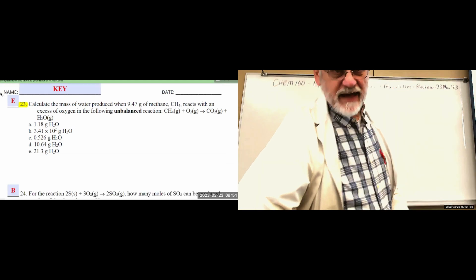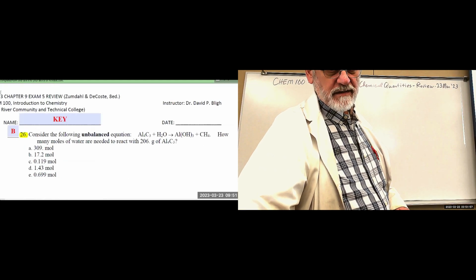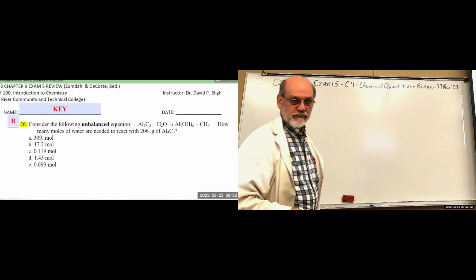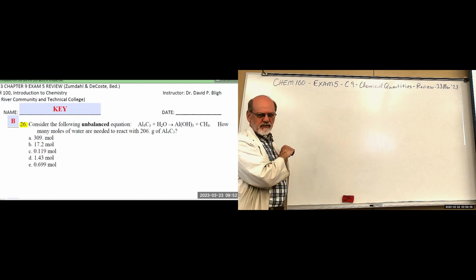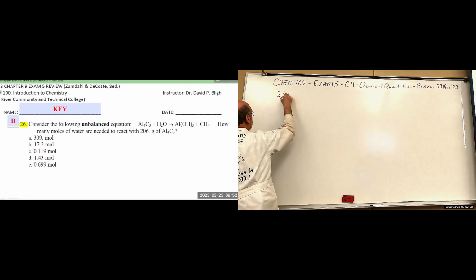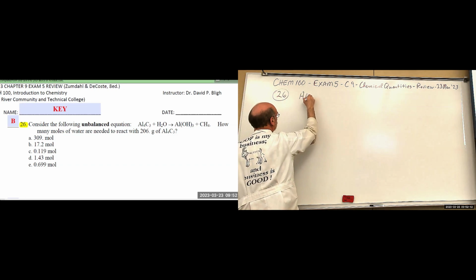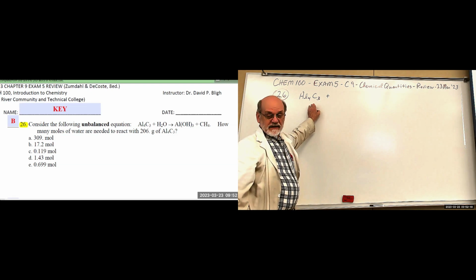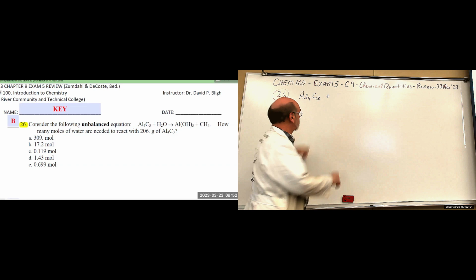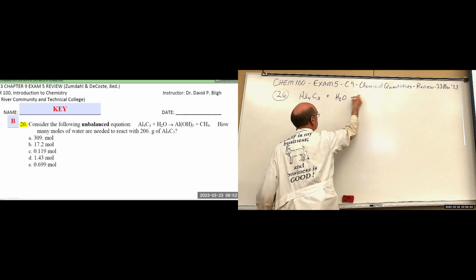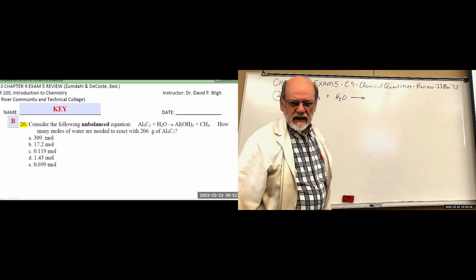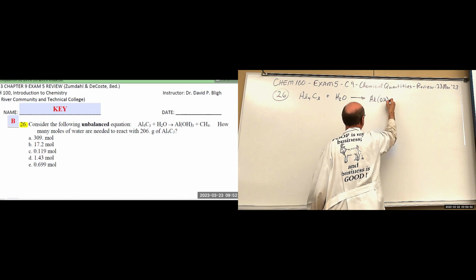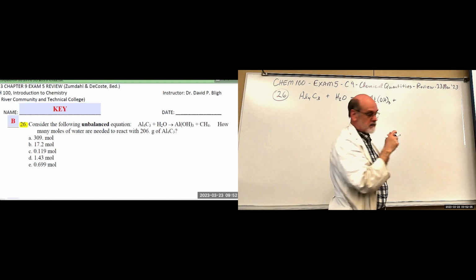Okay, next. 26, unbalanced equation. All right, so we got to balance this one. Problem number 26. Al4C3. By the way, that is aluminum carbide plus water yields what? Aluminum hydroxide. Plus methane.